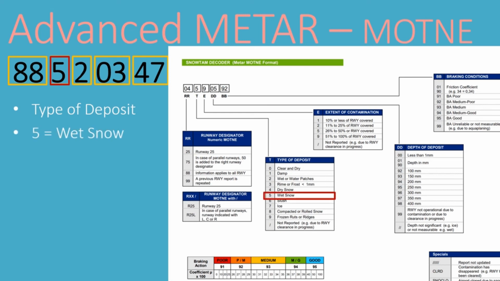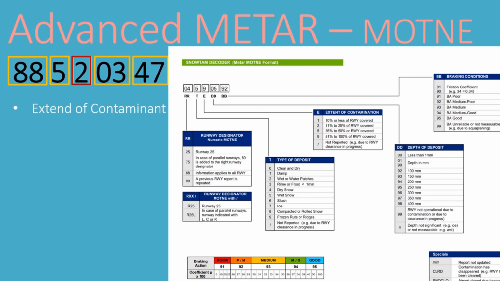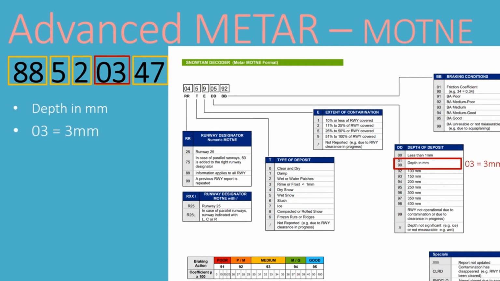Then the next one you have is the type of deposit, which you have here. For example, in this case, it would be number 5, which is wet snow. The third group you have is the extent of the contaminant, basically how much of the runway is covered. Now in this case, it was 2, which means about 11 to 25% is covered. The fourth group you have is the depth, measured in millimeters. As you can see here, 03 is about 3 millimeters.